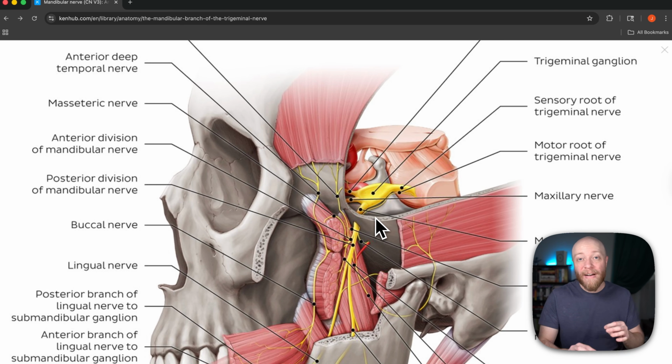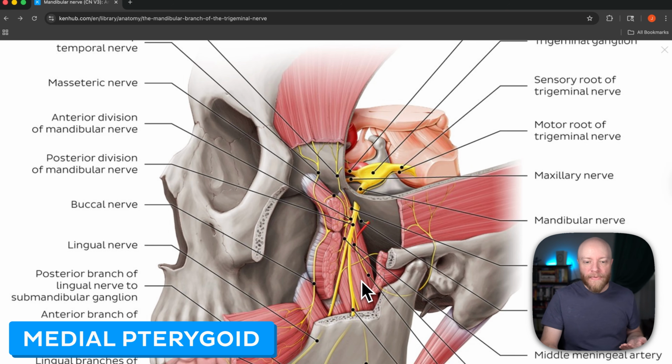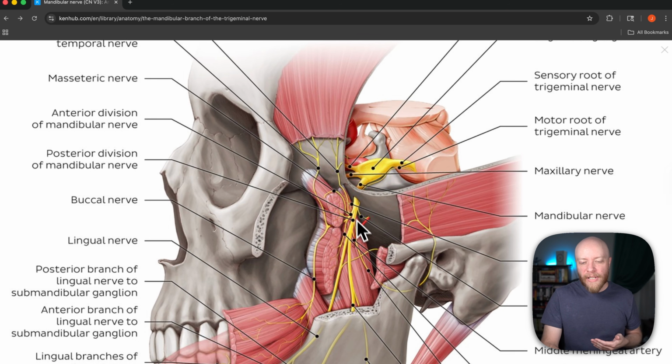However, we also have outgoing motor information that is going to be telling certain muscles to contract, say like the medial pterygoid muscle, for example. So this is kind of like the oddball among the three nerves in the fact that it's a mixed nerve, but it's also what makes it so the trigeminal nerve itself can be a mixed nerve.